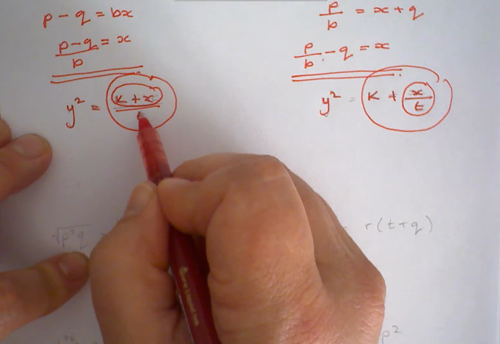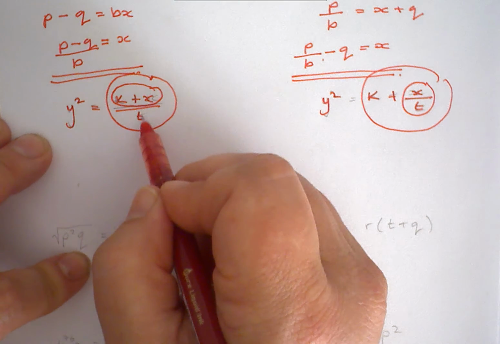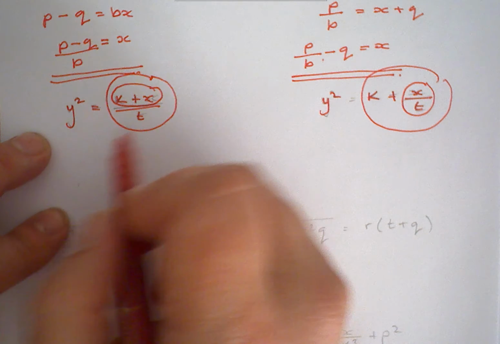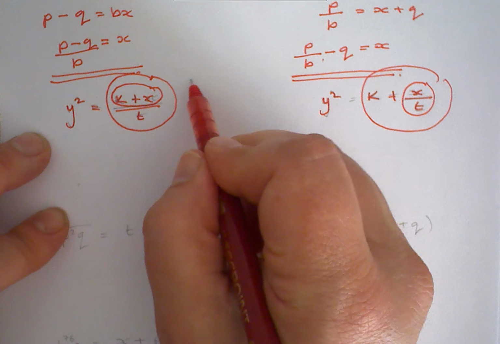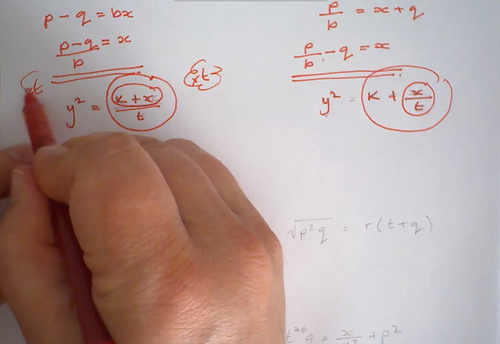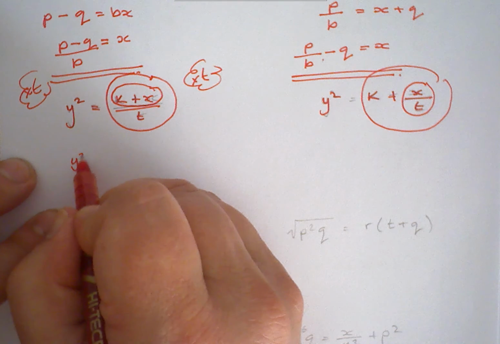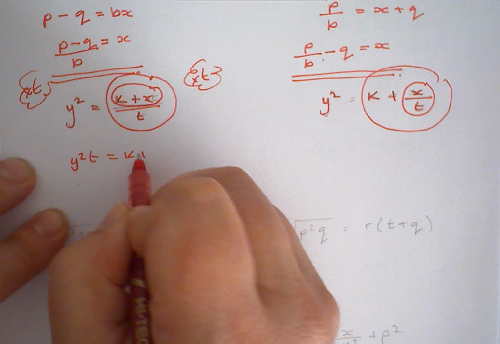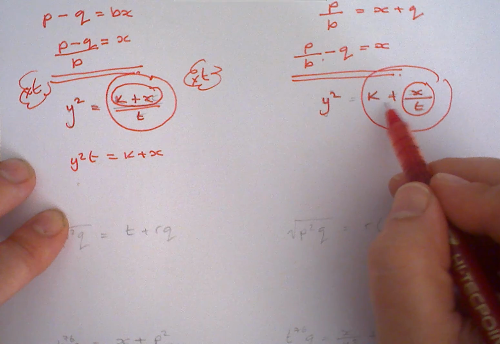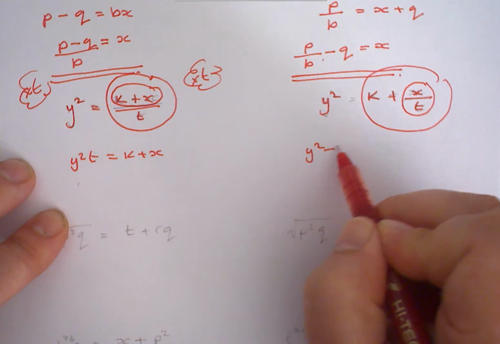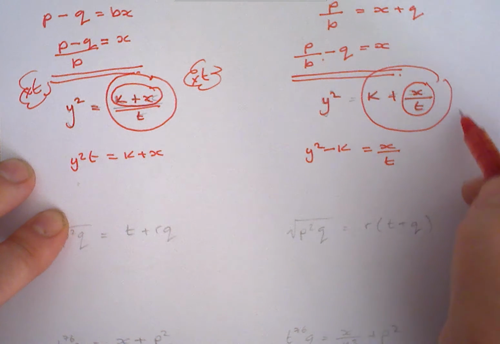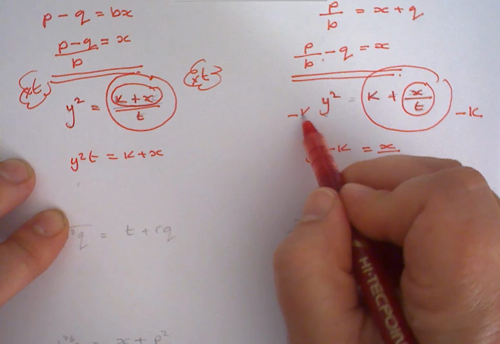I've got this dividing, so I must be doing the opposite of dividing, which is timesing. So I'm going to times both sides by t. I said I'm doing this in my head, but in my head I'm timesing both sides by t, which gives me y squared t equals k plus x. Well, the outside layer here is the plussing of the k, so I need to take the k away, so I'm going to get y squared minus k equals x over t, because I'm taking k from both sides.